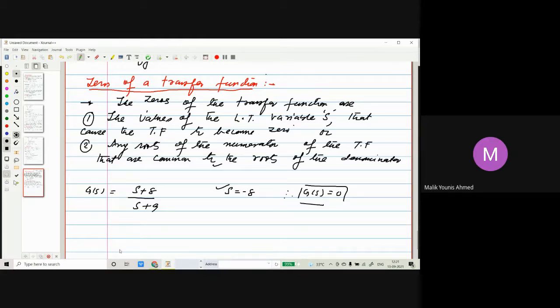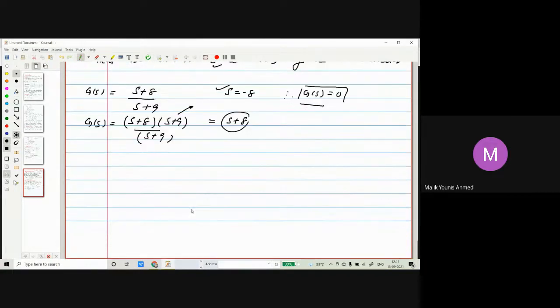So this is definitely a zero. Then let's say we have common roots, in the numerator this is (s plus 8), and then we have a common (s plus 9) and (s plus 9). Now (s plus 9) and (s plus 9) cancel each other, numerator with denominator, then we have the value of (s plus 8). Although this does not make the transfer function become 0, we still include this value in the definition of the zeros of the transfer function, as we have included the pole. So part 2 of the definition is also included here.